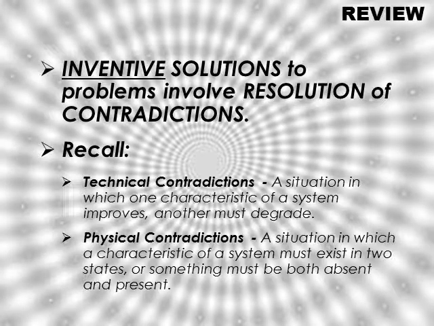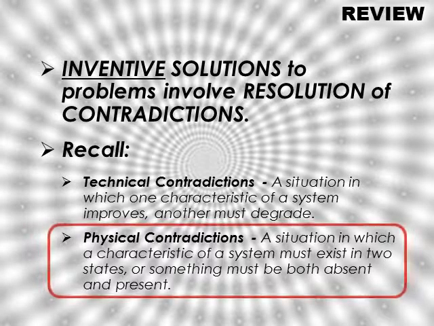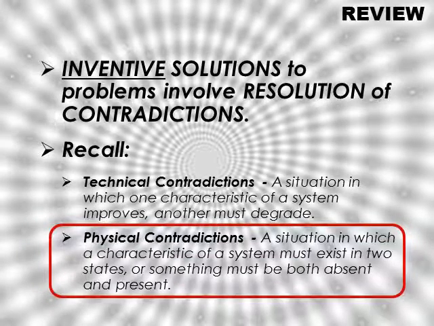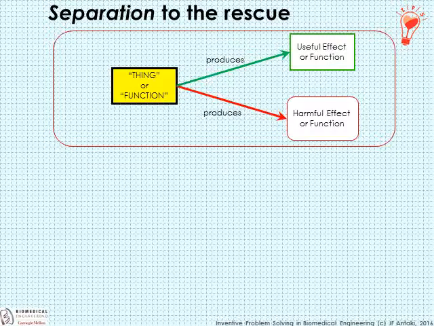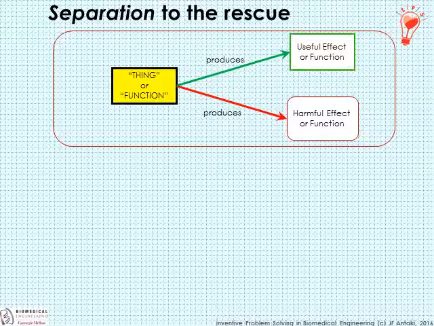Allow me to remind you once again that inventive solutions to problems involve resolution of contradictions. And recall that there were two types of contradictions, the technical contradictions and the physical contradictions. The latter being a situation in which a characteristic of a system must exist in two states, or something must be both absent and present. This is where the principle of separation comes to the rescue.